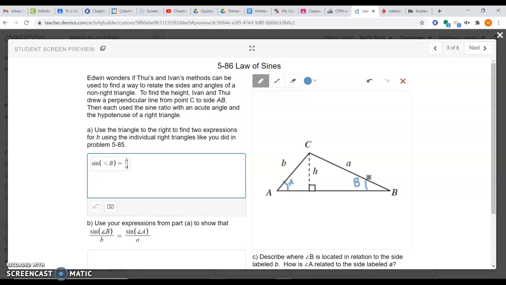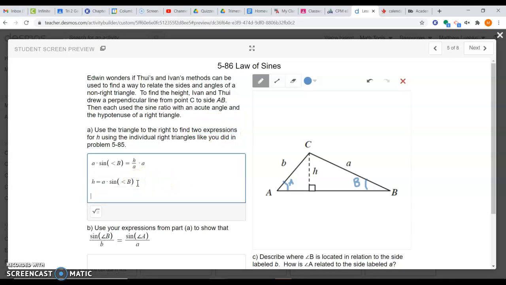I'm trying to get this to be h equals something, and so a little trick is to multiply both sides by a, and here's why. On this right-hand side, the a from the multiplication is going to cancel with the a from the division. So I'm left with h equals a times the sine of the angle capital B. And that's one of the two expressions they wanted me to find. The other one comes from the left-handed triangle. So that was the right-handed right triangle, and now this left-handed right triangle.